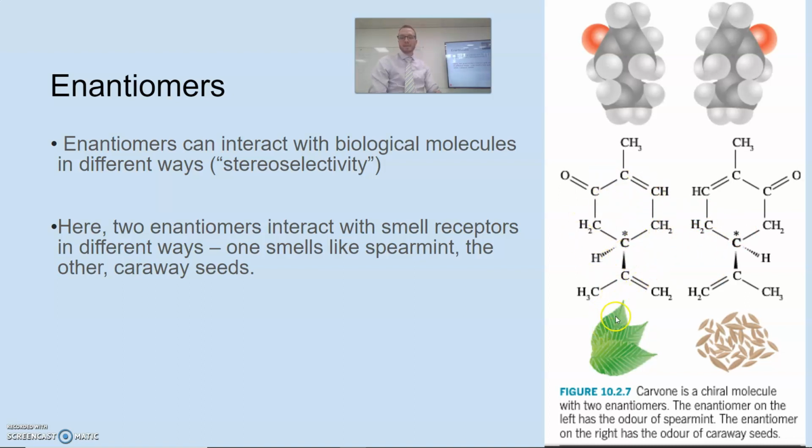This molecule here will smell like spearmint. This molecule here will smell like caraway seeds, some sort of spice or whatever. So, same physical properties, different way in which it reacts with biological systems, and that's why we talk about stereoselectivity in biological molecules. So you have a unique receptor that will bind to this. You'll have another unique receptor that will bind to this.